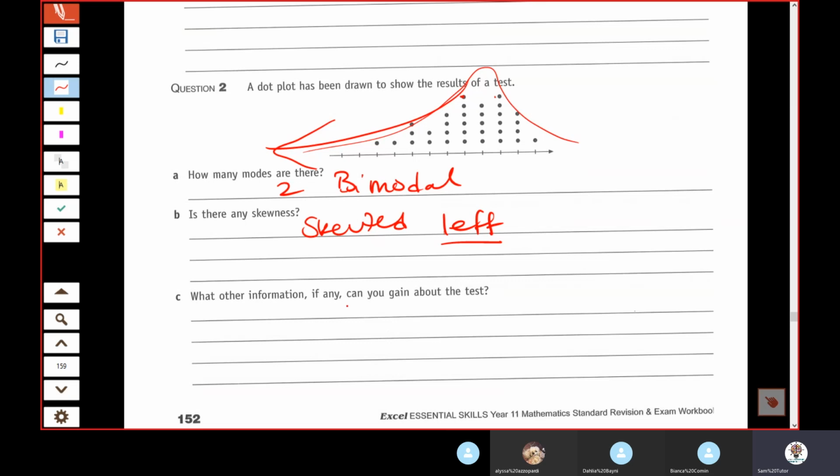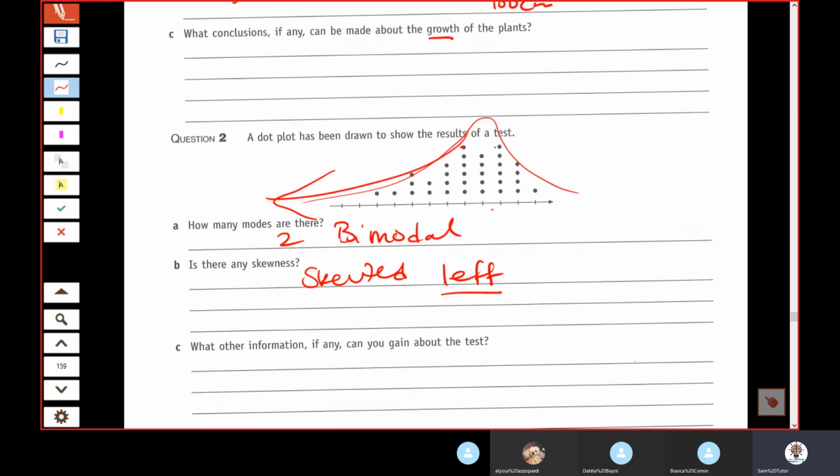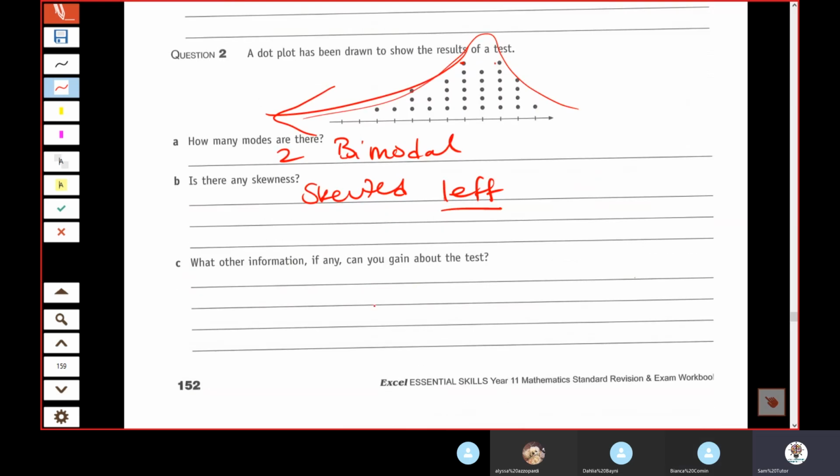But anyways, what other information, if any, can you gain about the test? A lot of people did well. Can we see that? Yeah. Most did fairly well. Roughly the same scores. Yeah, so good score. But if a lot of people did well, then does that mean it was an easy exam? Possibly.